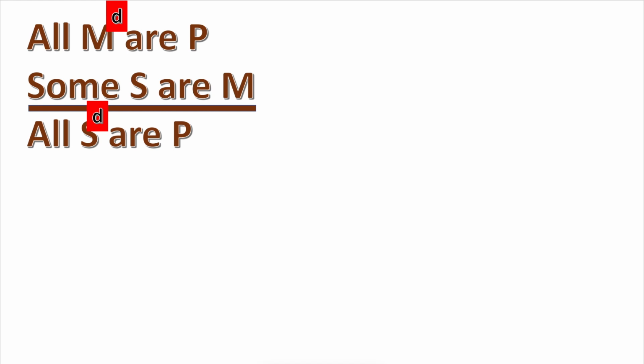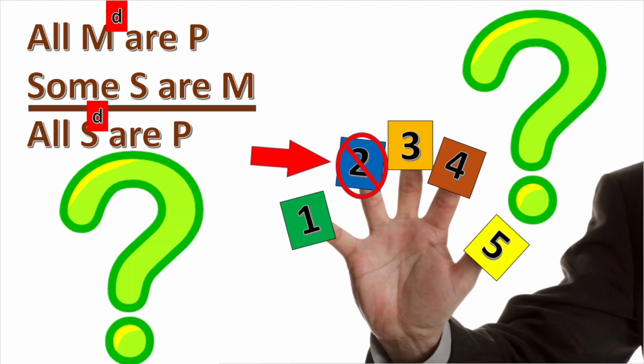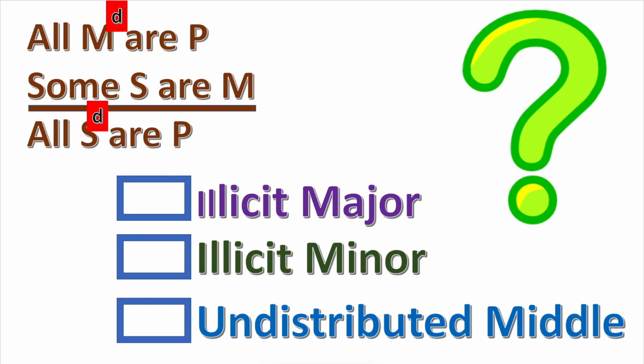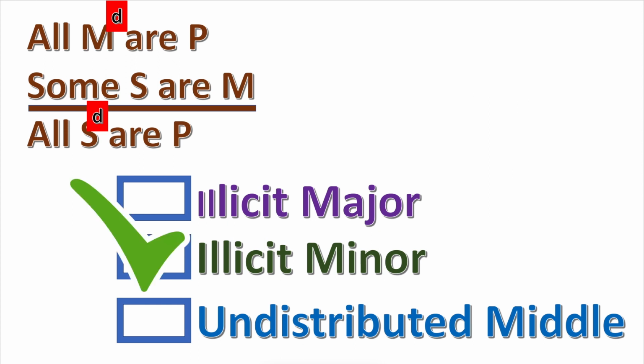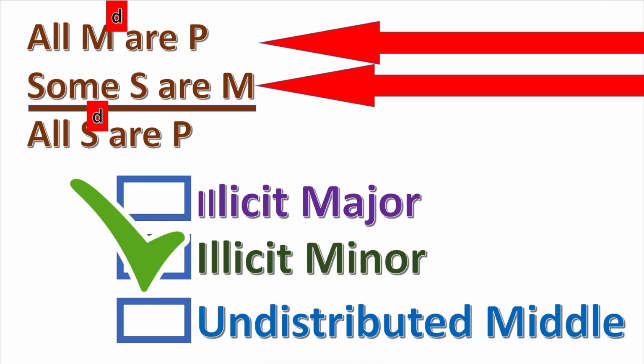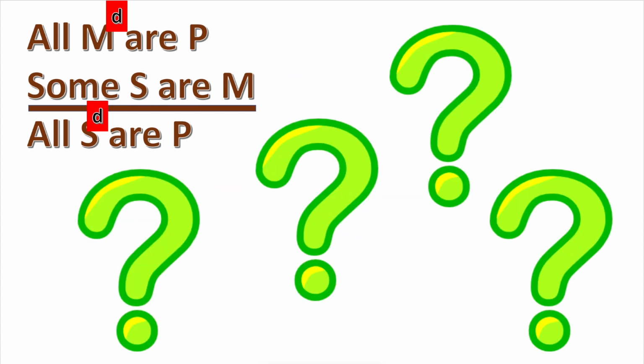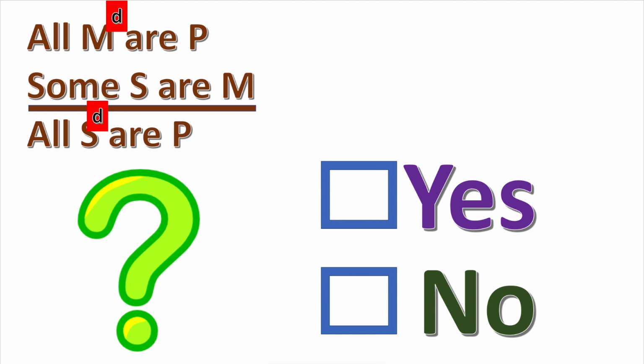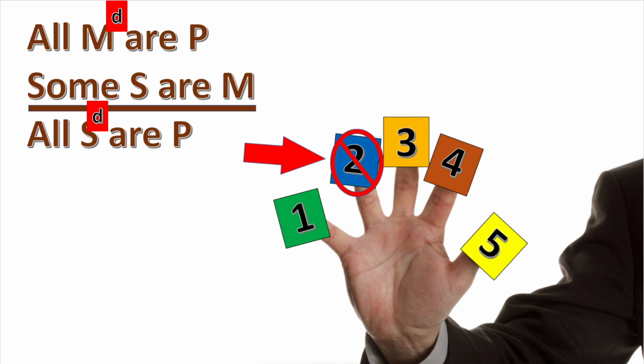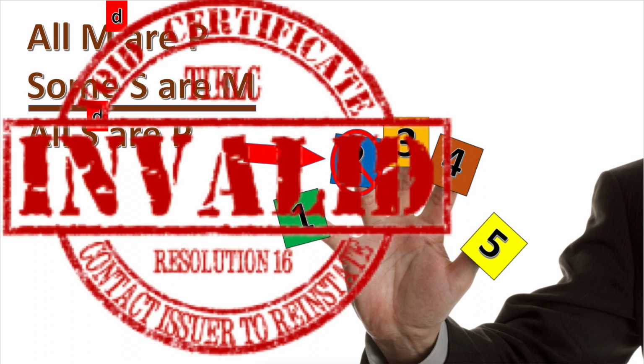Since this syllogism breaks Rule 2, what fallacy is committed? Press pause. The answer in 3, 2, 1. The fallacy of illicit minor, since the term distributed in the conclusion but not in the premises is the minor term. Now, is the syllogism valid? Press pause if you need more time. 3, 2, 1. Rule 2 is broken. The syllogism is not valid.